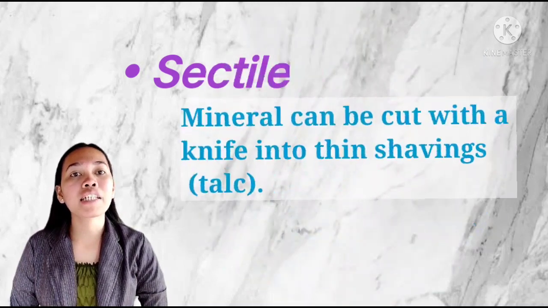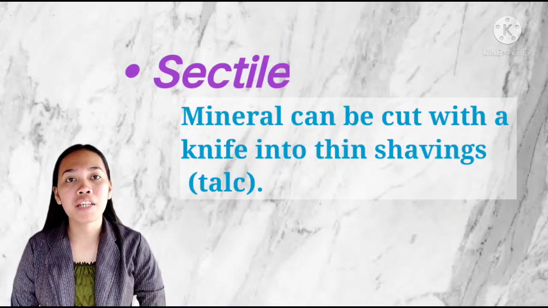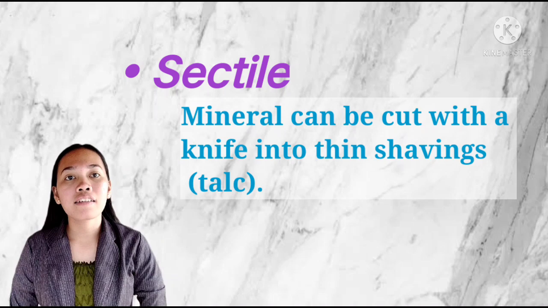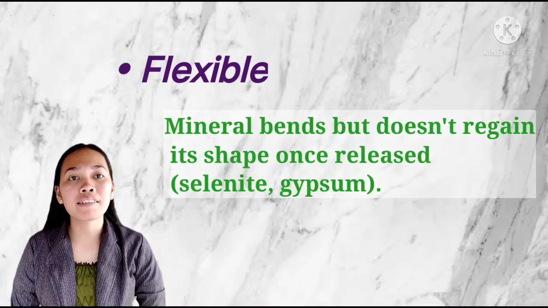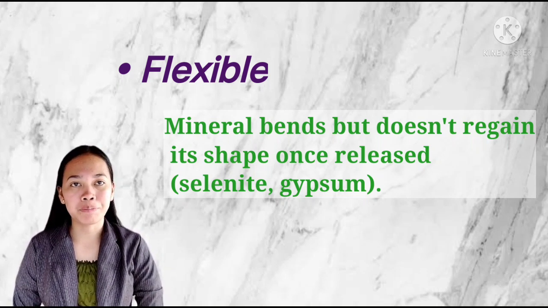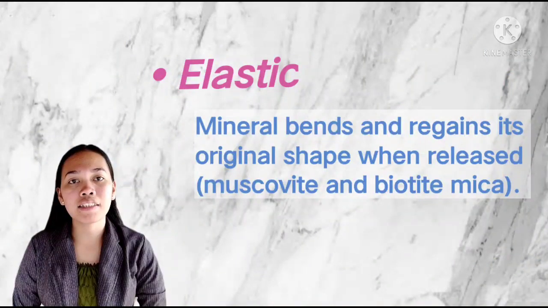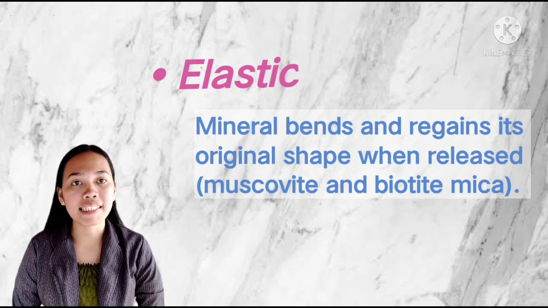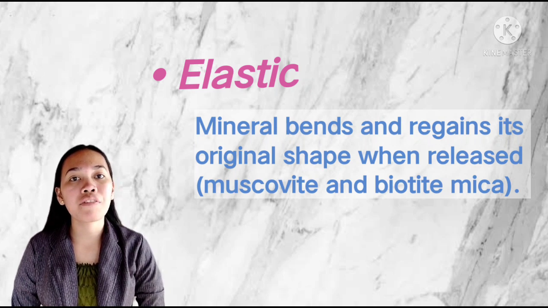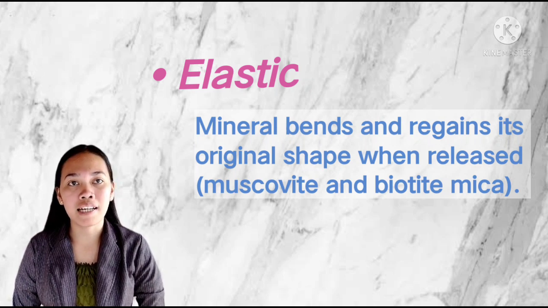Sectile. Mineral can be cut with a knife into thin shavings, like talc mineral. Flexible. Mineral bends but doesn't regain its shape once released, like selenite and gypsum. Elastic. Mineral bends and regains its original shape when released, for example, muscovite and biotite mica.